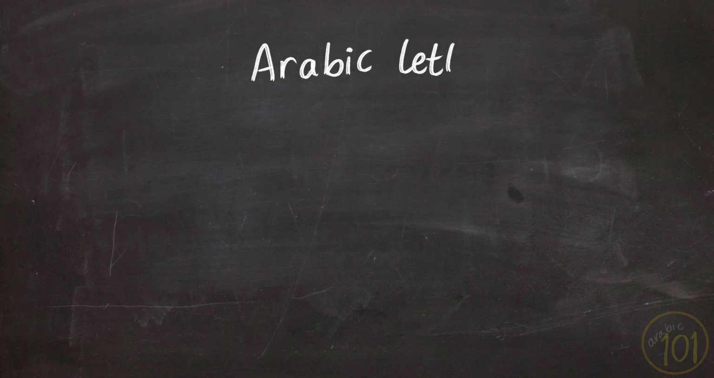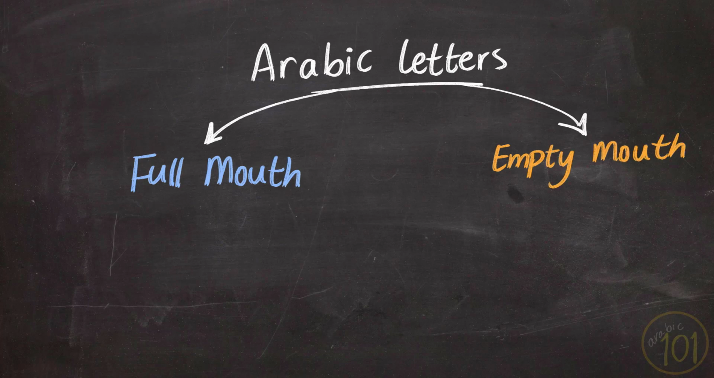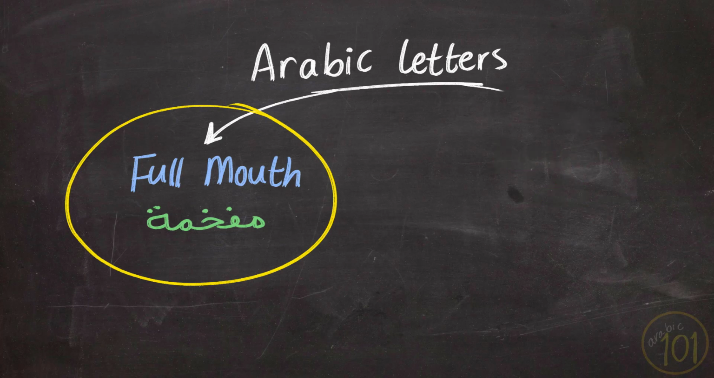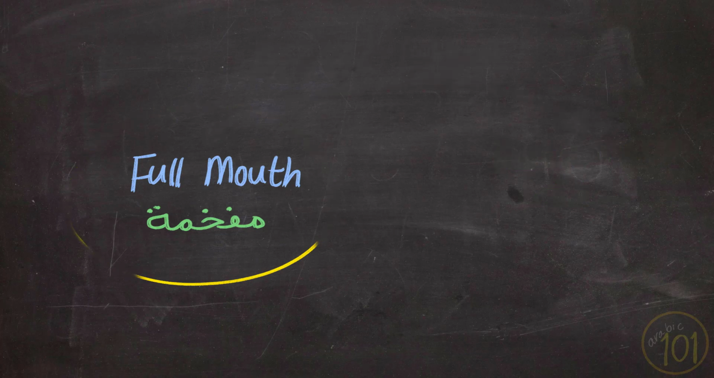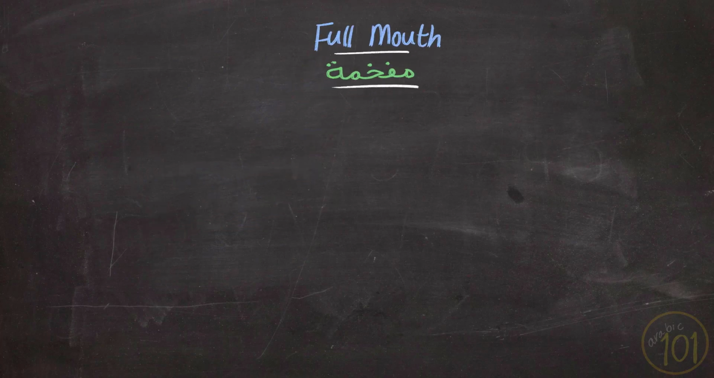Arabic letters are either full mouth or empty mouth. We also give them the names al-huruf al-mufakhama for full mouth letters and al-huruf al-muraqqaqa for empty mouth letters. And today we'll talk about a very common mistake related to Tafkheem, or full mouth letters, which is in my opinion a very widespread problem.